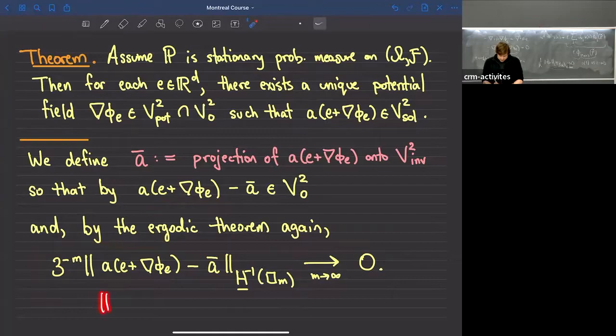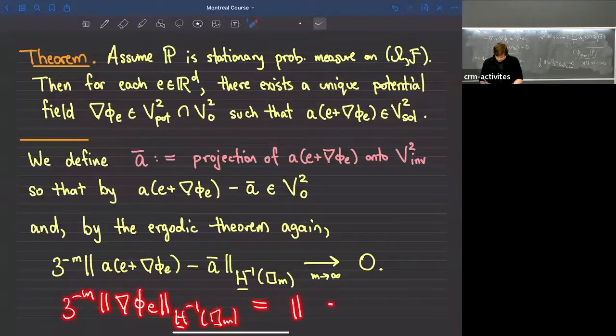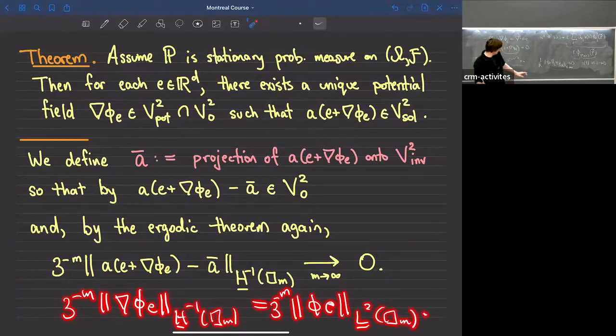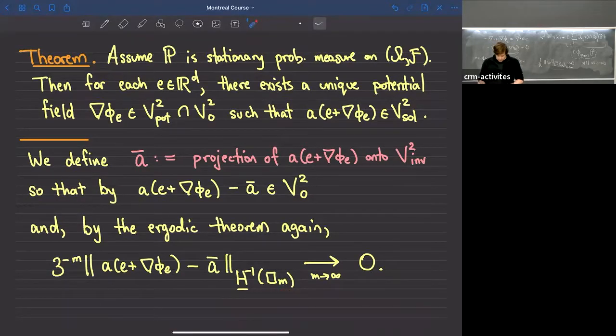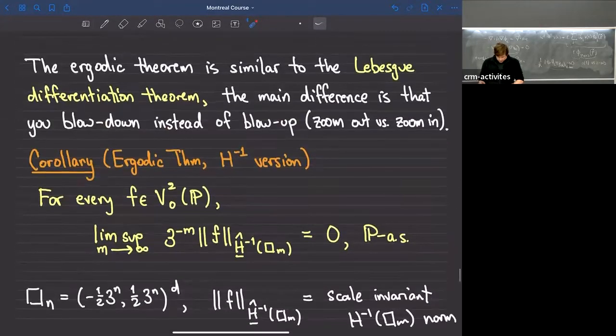You can also estimate the H^-1 norm of the gradient of the corrector, which, as Isabel says, is the same as the L2 norm, actually, of the thing here. And that is this. It's just that I have cubes with size 3 to the m instead of balls with size r. It's exactly that. So basically, this ergodic theorem stated in this H^-1 way is the thing that you want to prove to make the homogenization work in the super abstract setting.